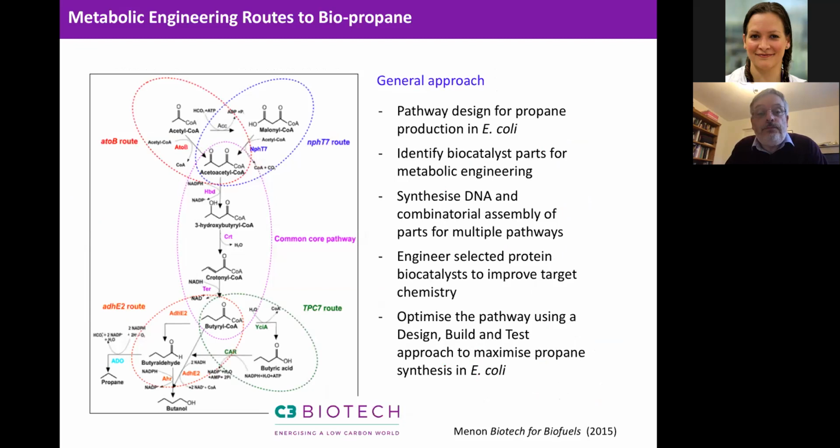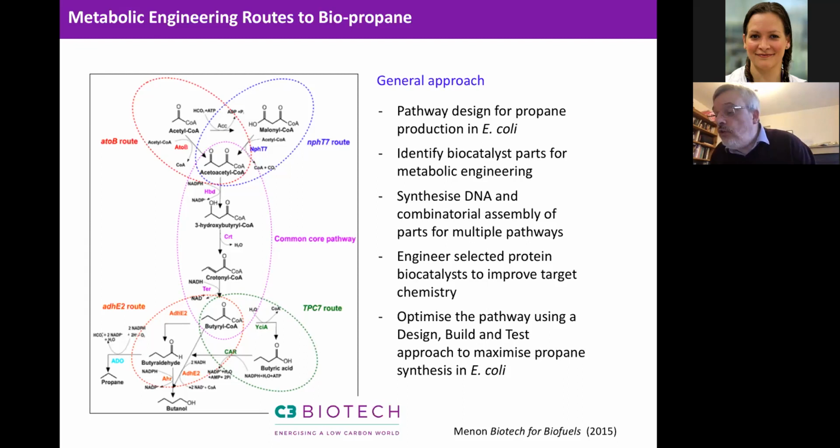And so the general approach, the early approach, is summarized here. We selected a number of known biocatalysts for each individual step in the conceptual metabolic pathways to propane and synthesized the DNA to encode these and assembled them into plasmid encoded pathways in a modular fashion. Using different plasmid combinations, we then explored alternative routes along the pathway as identified by the hatched ellipses shown here. As well as using biocatalysts supplied by nature, we also had to repurpose selected catalysts to improve the target chemistry, especially for the ADO enzyme, which is a slow enzyme that works best with long chain aldehydes.